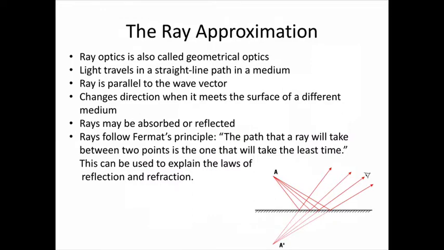Now, some experiments involving light can be analysed using the Ray Approximation. This is also called geometrical optics and assumes that light rays travel in straight lines in a single medium. If they meet a boundary with another medium, they may change direction. The rays follow Fermat's principle that the path a ray will take between any 2 points is the one that will take the least time. Now, as we'll see, because of refractive index, that is not necessarily a straight line between the 2 points.